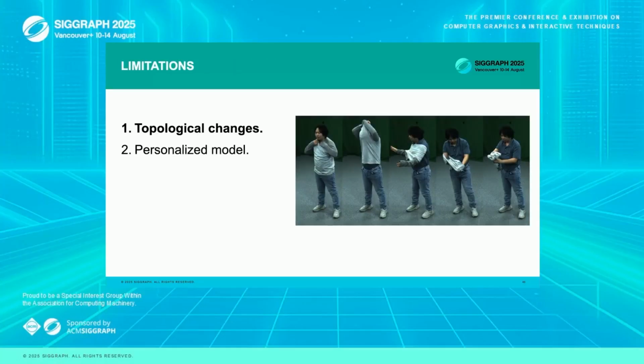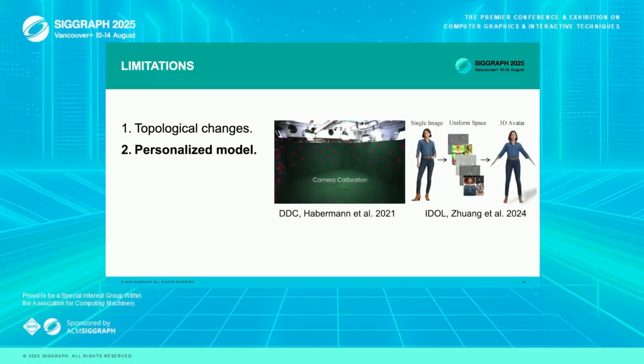Our approach does come with its limitations, such as handling topological changes. For example, in this slide, the subject is changing the state of their clothing, and our current pipeline does not account for such changes. Second, our model is a personalized model and requires per-subject training data captured in a dense multi-view capture studio. And future works could look into generating high-fidelity full-body avatars from just a single camera.